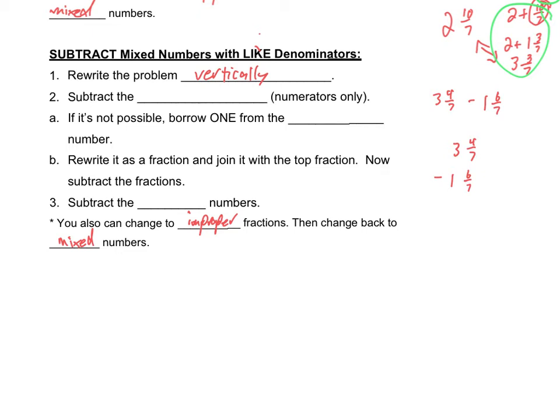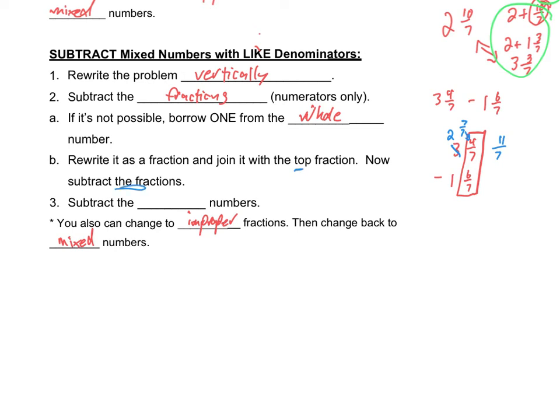We're going to subtract the fractions first. Okay, when we're subtracting the fractions here, 4/7 minus 6/7, you can't do that without borrowing. So we're going to have to borrow. If it's not possible, borrow 1 from the whole number, just like we would do if we had decimals. So we're going to have to borrow from this 3. This 3 is going to be a 2. Now we're not borrowing 10. We're borrowing a whole, which is 7/7. So now I'm taking 7/7 plus 4/7, which gives me 11/7. Okay? So we're going to rewrite it as a fraction and join it with the top fraction.